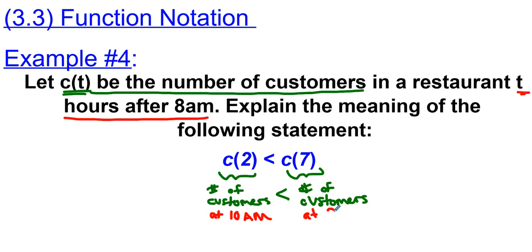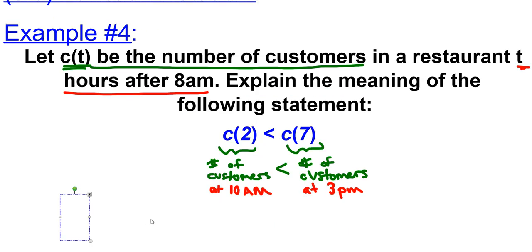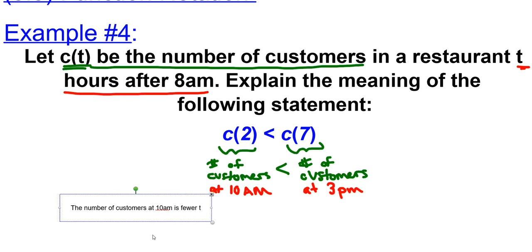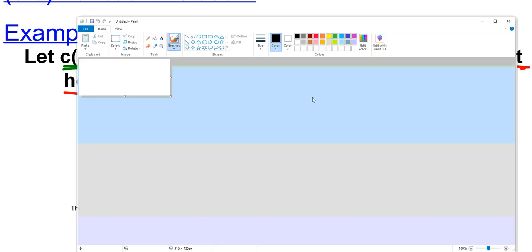So that's what it means. The number of customers at 10 a.m. is less than the number of customers at 3 p.m. Now I'm just going to type out that one real quick here. The number of customers at 10 a.m. is fewer than the number of customers at 3 p.m. And there is my explanation for that statement.